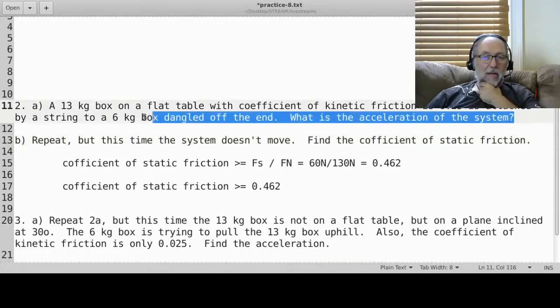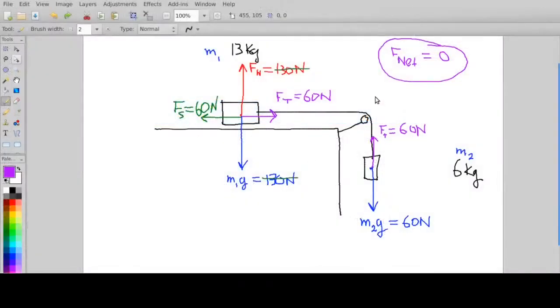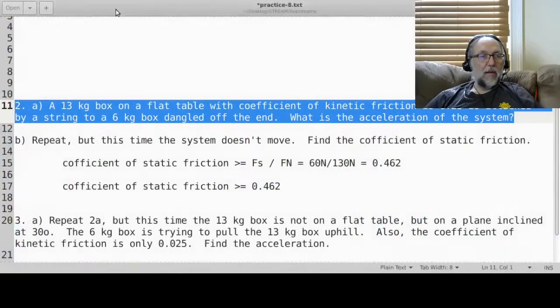I know we did part A last time, but if you go back to part A, you'll see that there were a lot more steps to it than there were to part B. And again, that's because if we look at the diagram, by just using the fact that F net is equal to 0, we were able to identify the values of all of the forces. So the static friction problems generally are easier. So let's move on to question number 3.